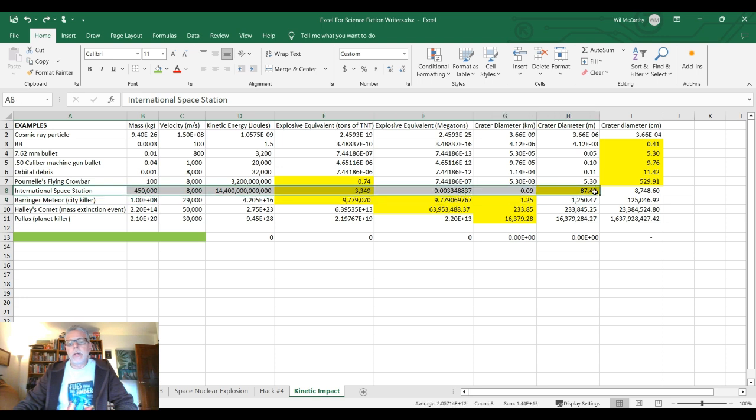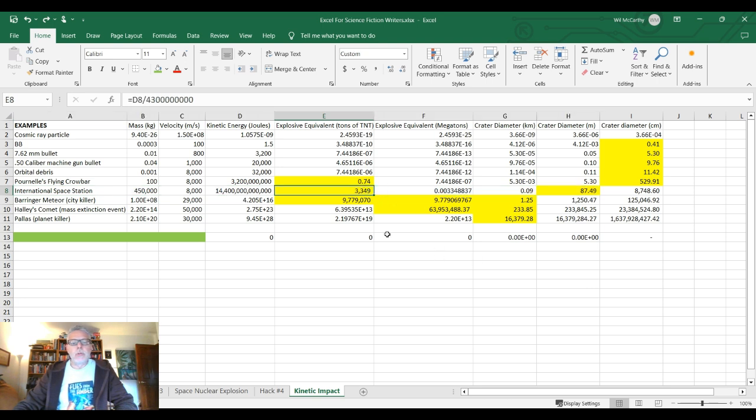In that case, we'll get our crater of about 90 meters across. So that's a pretty substantial explosion. It's equal to about 3 kilotons. So we're talking about a small atomic bomb level of explosive force.